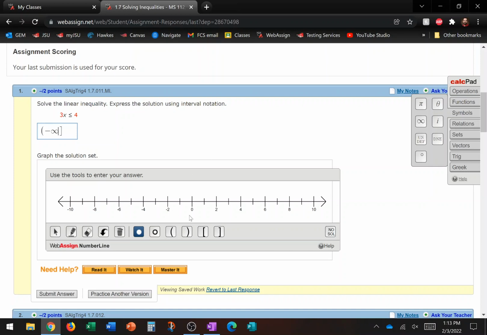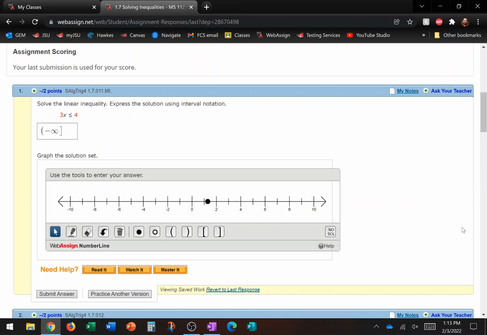For the shading part, on this one we would have a solid circle. I'd want a solid circle at 4/3, which is 1 1/3, so just a little bit past 1, somewhere in there. You don't have to be perfectly exact. You do have to be kind of close, but you don't have to be perfectly exact.